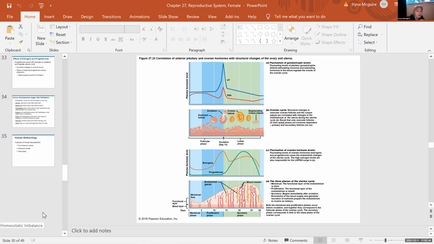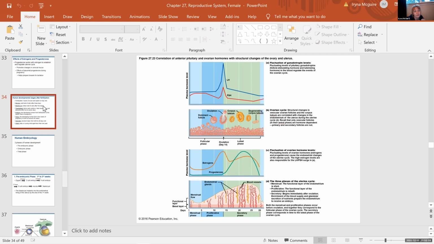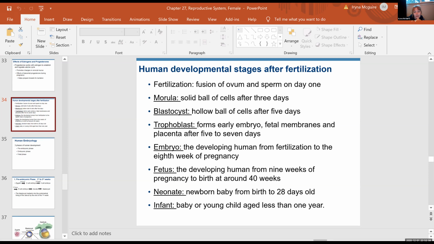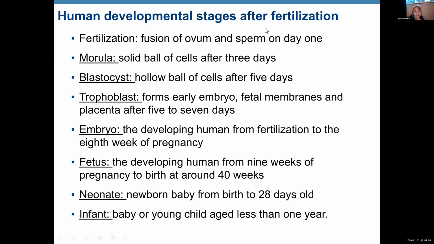Okay, and the last part of this chapter is very briefly about development, right? So let's see human developmental stages after fertilization. So fertilization is fusion of ovum and sperm on day one. Actually, it's not really ovum, it's a secondary oocyte, right? So secondary oocyte and sperm, remember, and then secondary oocyte continues meiosis 2.